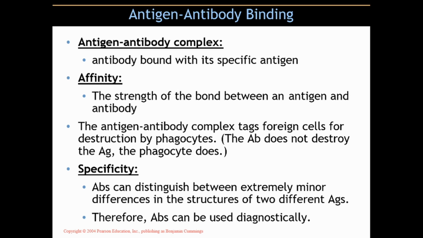Specificity, we've talked about this a lot within this chapter. Antibodies can distinguish between extremely minor differences in the structure of two different antigens. Therefore, antibodies can be used diagnostically because they are so highly specific. And that's why we do antibody titers. We look for the count, and we know what the major functions are of the different classes of immunoglobulins. Once we know what the count is, we can use it diagnostically, which can then lead to proper treatment and so on.